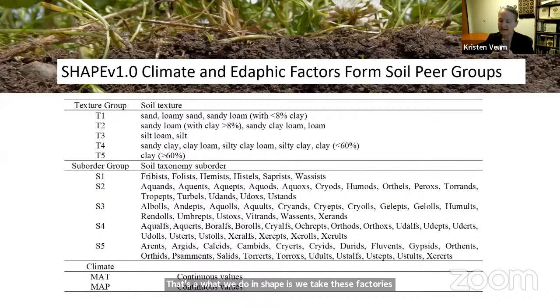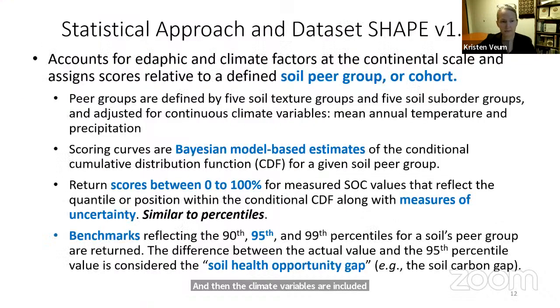So we aggregated the data into 5 textural groups and 5 suborder groups in order to form, as I said, these soil peer groups. And then the climate variables are included as continuous variables in the model. So here's our basic statistical approach, and our first publication provides all of the gory statistical details if you want to pursue this in more depth.